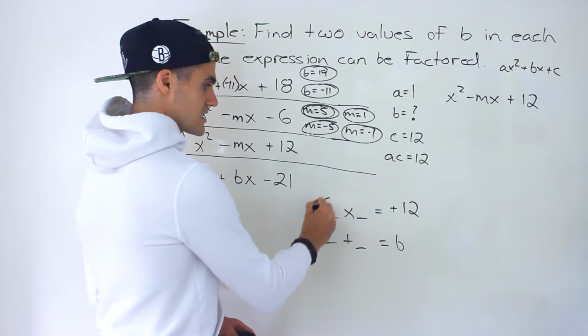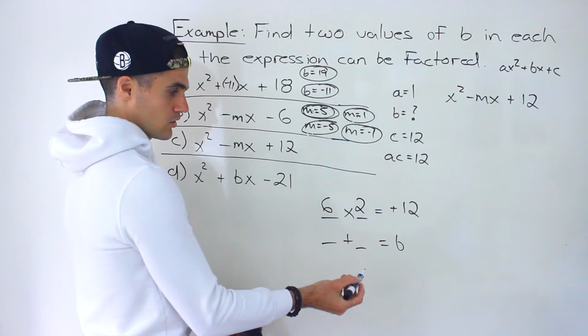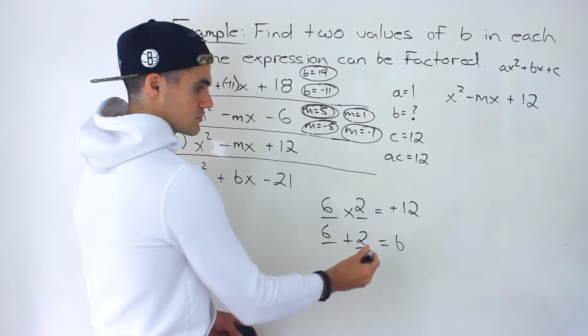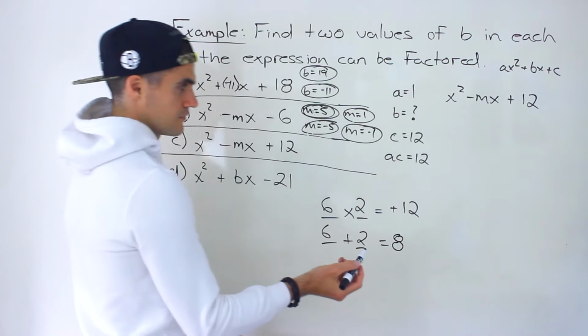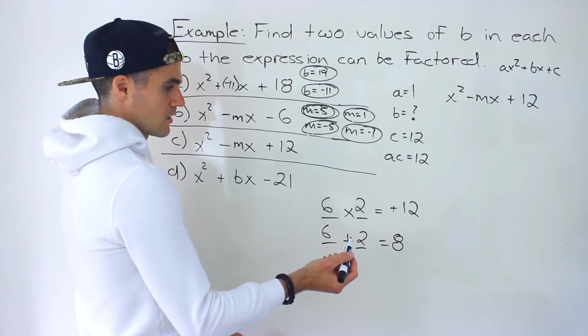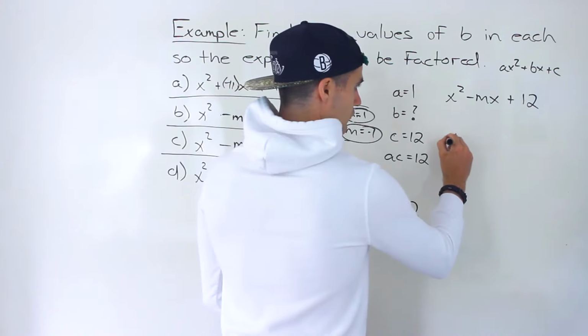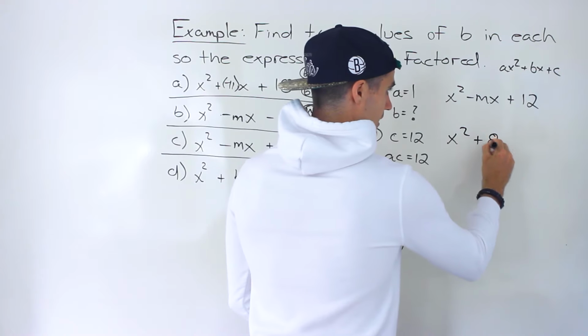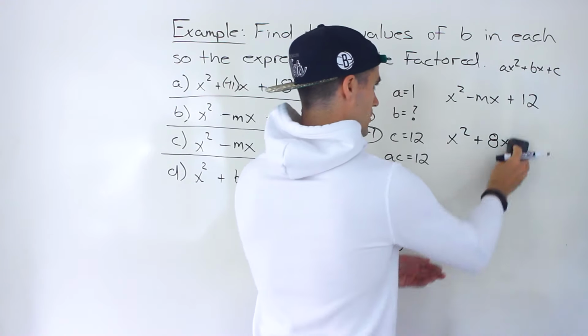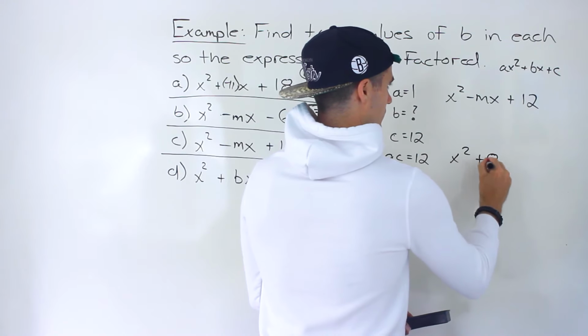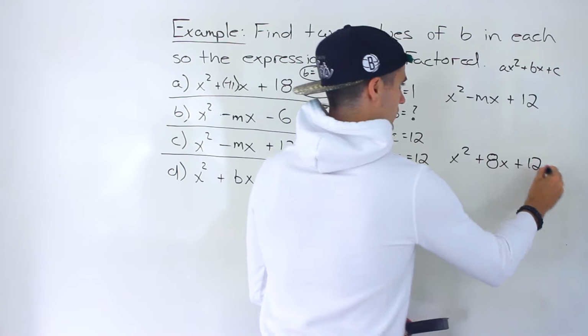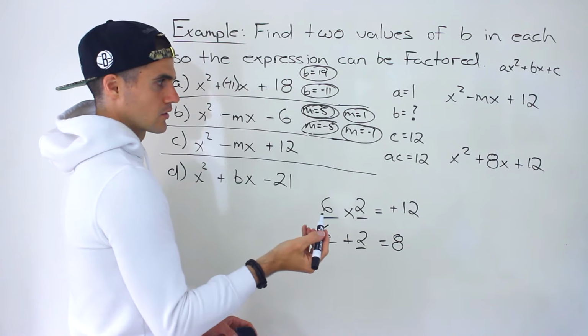What's going to work? Well, 6 and 2 would work. So what's 6 plus 2? Well, that would give us positive 8, right? So if we have x squared plus 8x, let me put this a little lower actually. That's going to work right there.